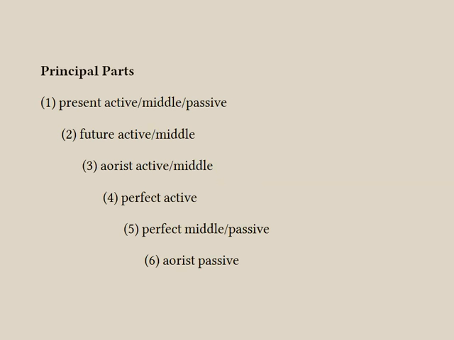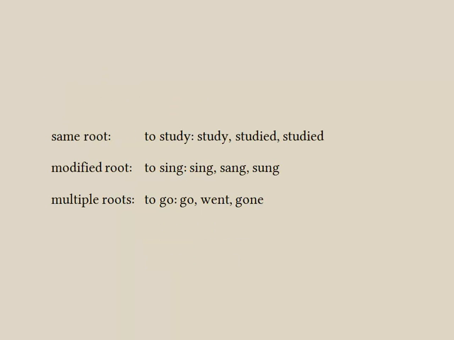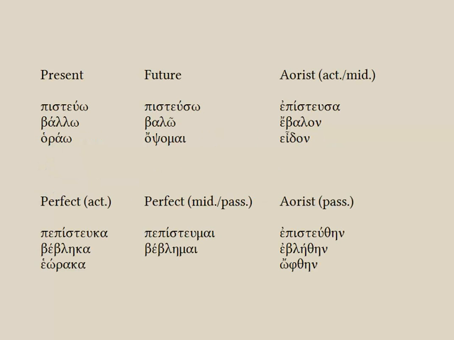And so to conclude this video, let's look a little bit more at the principal parts. In basic Greek, you learn that verbs in Greek can have 6 principal parts. In English, there are 3 principal parts, and some of them have the same root all the way through the system, some have the same root but modified, and some use more than one root. And the same thing is true in Greek. Pisteuo has the same root all the way through, ballo has a modified root all the way through, and horao uses several roots to form its system.